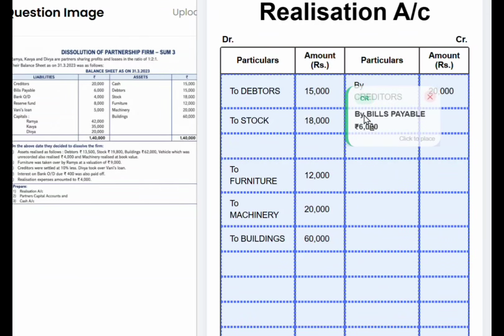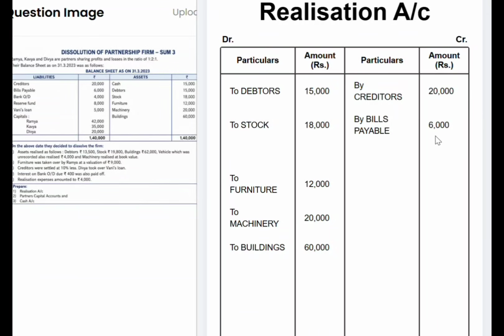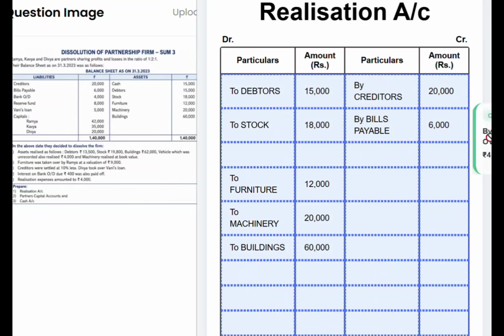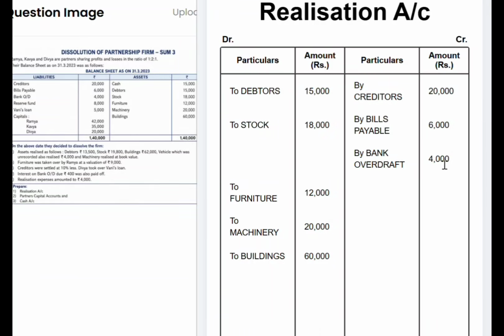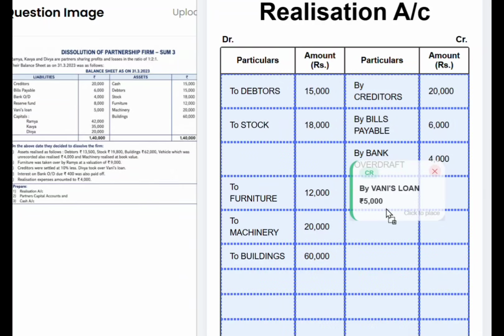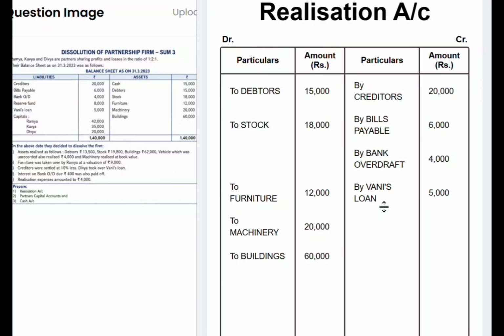Next external liability we have is bills payable. By bills payable 6,000. The next liability what we have is the bank overdraft. By bank overdraft 4,000. And the next external liability we have is Vani's loan. So by Vani's loan 5,000. So these are the assets and the liabilities which have to be realized and paid off.